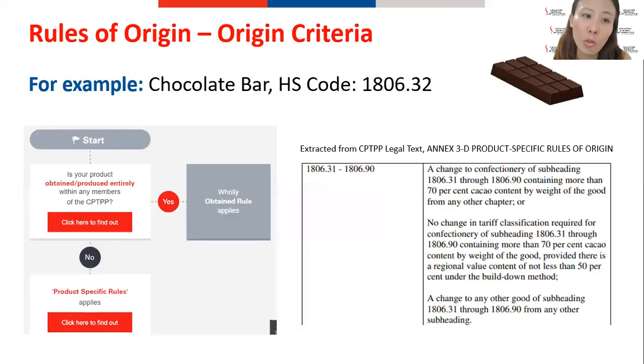So I'm back to our chocolate bar as an example again. The product-specific rules can be found in Annex 3D under the CPTPP, which is the Comprehensive and Progressive Agreement for Trans-Pacific Partnership. You can go to fta.gov.sg and select the respective FTA under the drop-down list, and you will be able to find the product-specific rules.